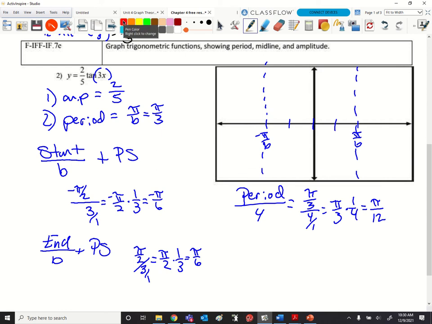And so I should always start at my start. Always start at the start. Hey, you guys, please keep it down. So start at my start. My start is right here. And I go plus pi over 12. And then I keep doing it. Plus pi over 12. Again, plus pi over 12. Again, and just put plus pi over 12.